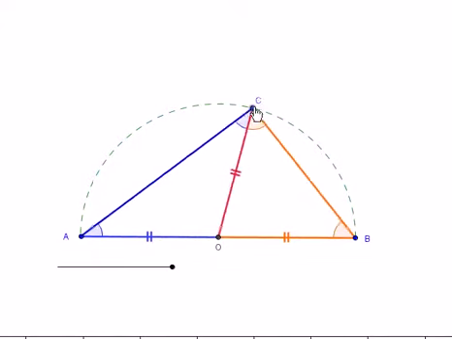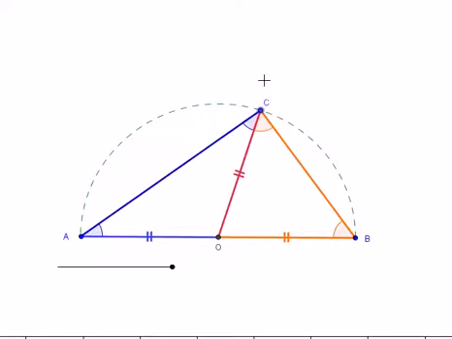Now, one of the properties of isosceles triangles is that they have two angles which measure the same. In this case, we can call this angle alpha, and we can see that it is the same as this angle, so we can call it alpha 2. And for this triangle, we can see that this angle is the same as this one, so we can call both angles beta. One of the properties of triangles is that if we sum all the angles inside of them, we will always get 180 degrees.